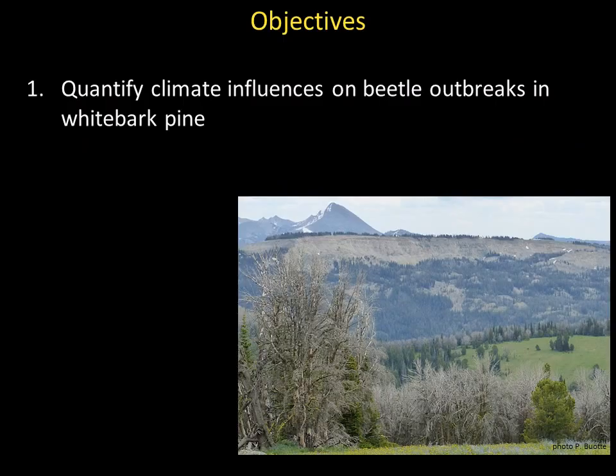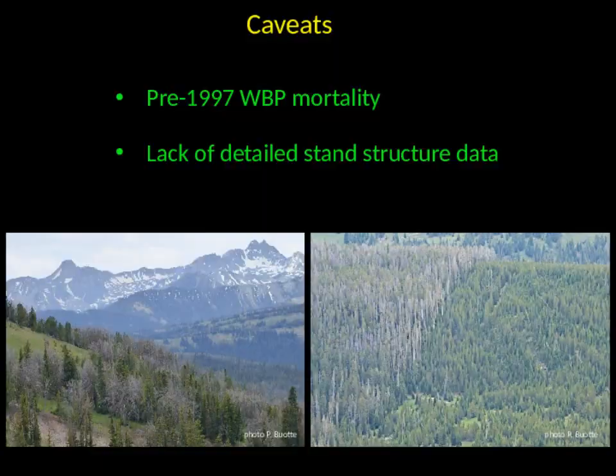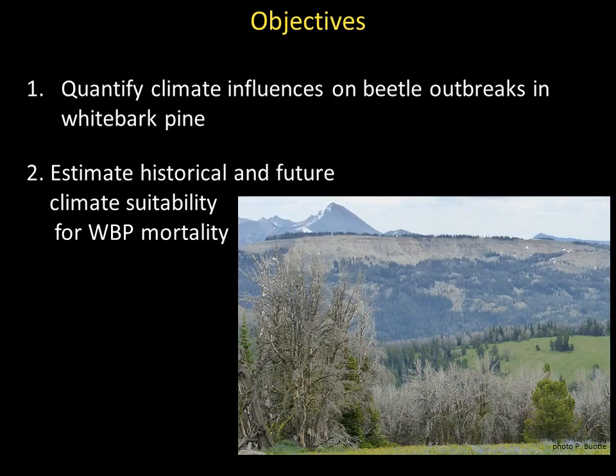So two objectives. Just to understand, things get a little clipped off. One, to understand the climate influences on the recent outbreaks in whitebark pine. And the recent outbreaks were a lot different than in the past. They're much more extensive and more severe. And then second, can we estimate the historical and future climate suitability for whitebark mortality from beetles? And I will echo Bob's dissatisfaction when trying to predict the future. There's unknowns all over the place. But I think we can say something.